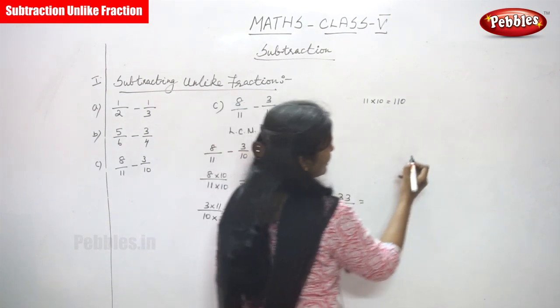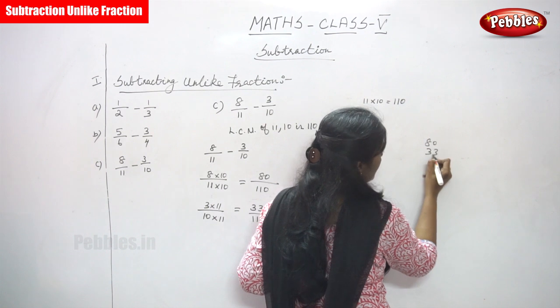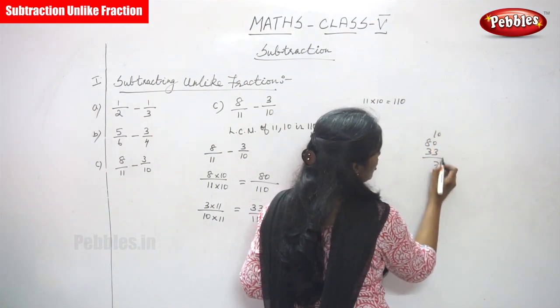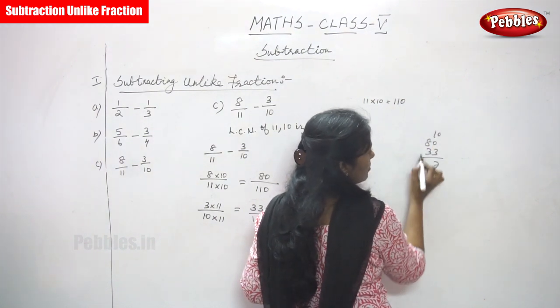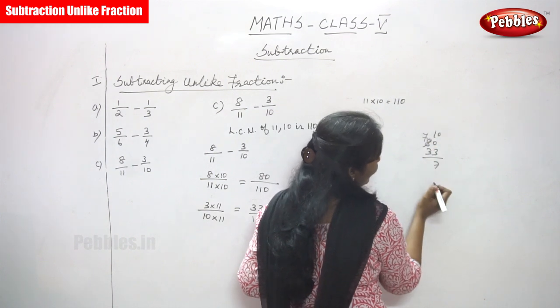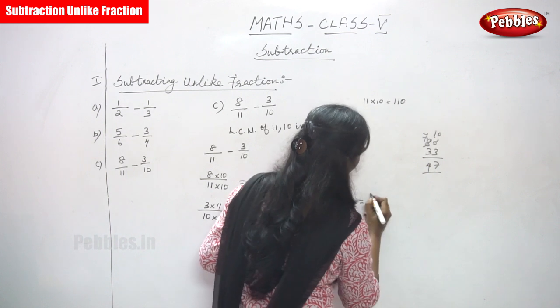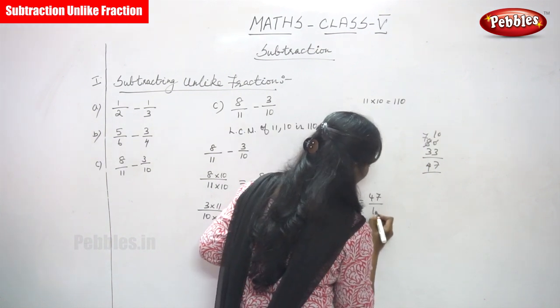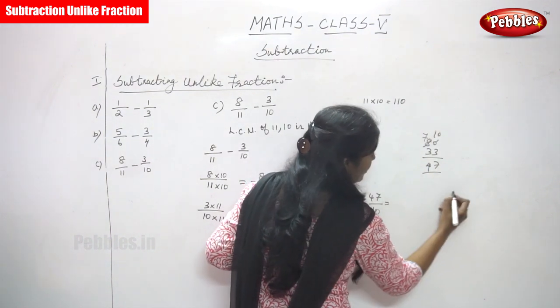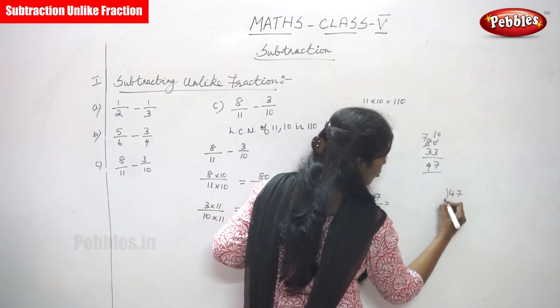So 80 minus 33 you have to subtract. So here 0 minus 3, you can't subtract, so you have to borrow from here. So it becomes 7. 10 minus 3, you get 7. 7 minus 3, you get 4. So 47 divided by 10. So 47 is divided by 10, it's a what?